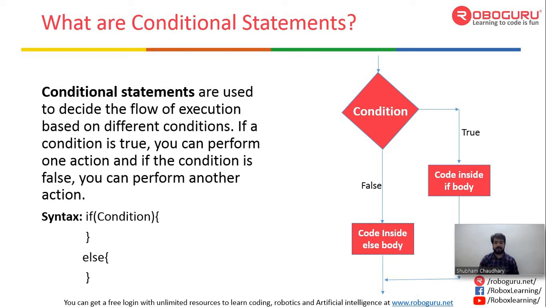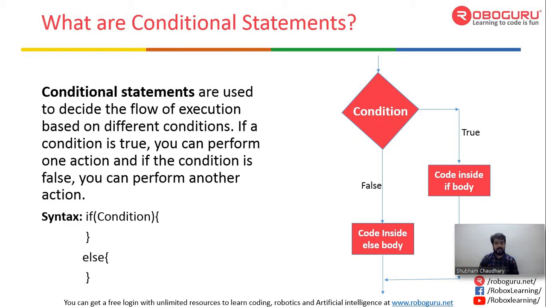So we will write if. After that, there will be a condition. A condition can be anything. It can be an event. This event can be like a switch is pressed, a sensor detects something, or maybe your counter reaches a value. Suppose you are counting from 1 to 100 and the counter reaches 100. You want to do something after that, you can do it.